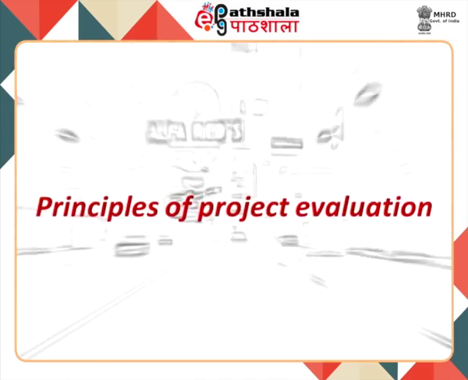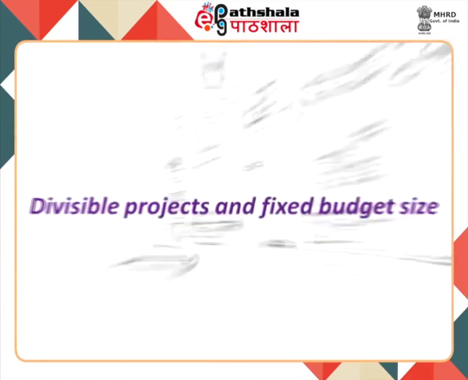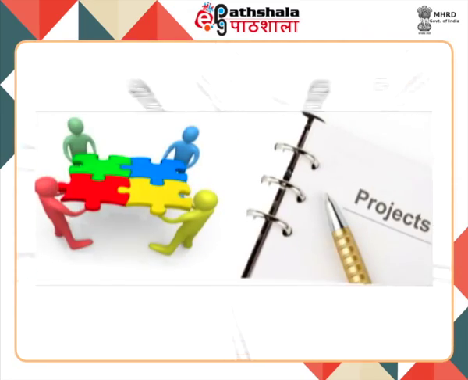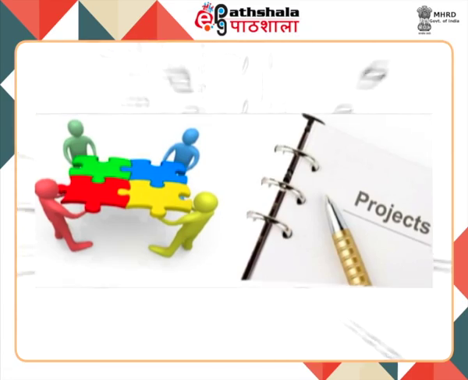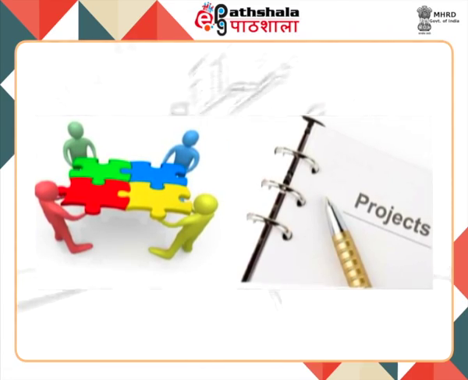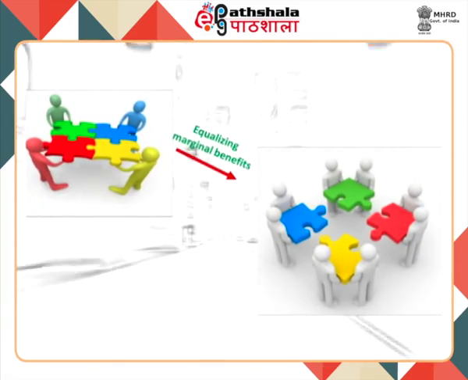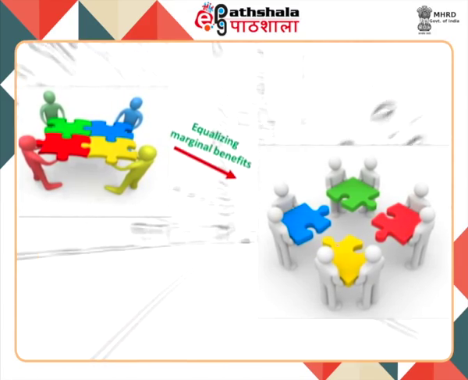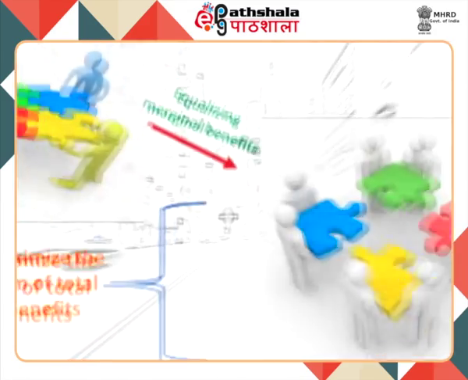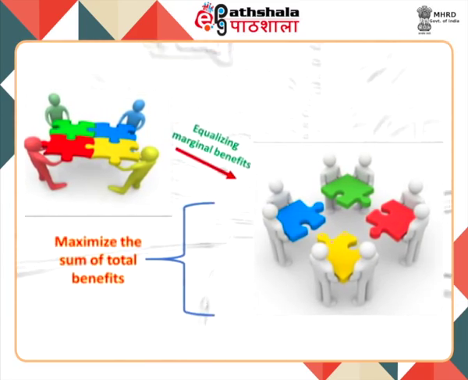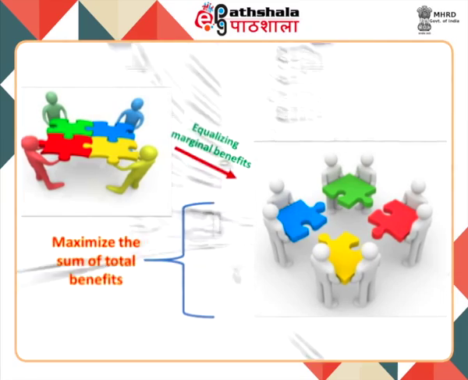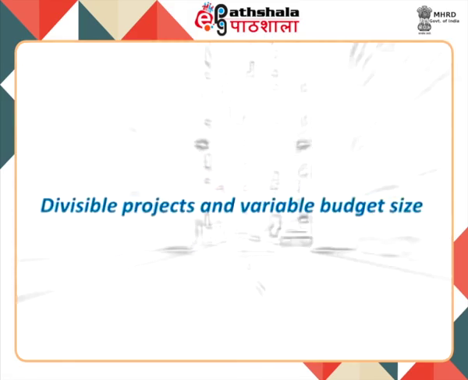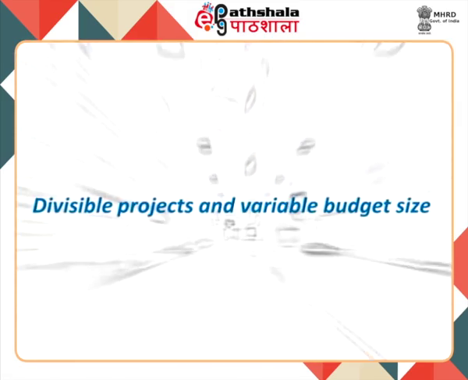Let us now discuss the principles of project evaluation. First, we will start with divisible projects and fixed budget size. If all public projects are finely divisible, that is, may be changed by small amount, then the best way to allocate a given sum between any number of expenditure projects would be based on equalizing the marginal benefits from the public projects. This equalization of marginal benefits from various public projects maximizes the sum of total benefits derived from all the projects.